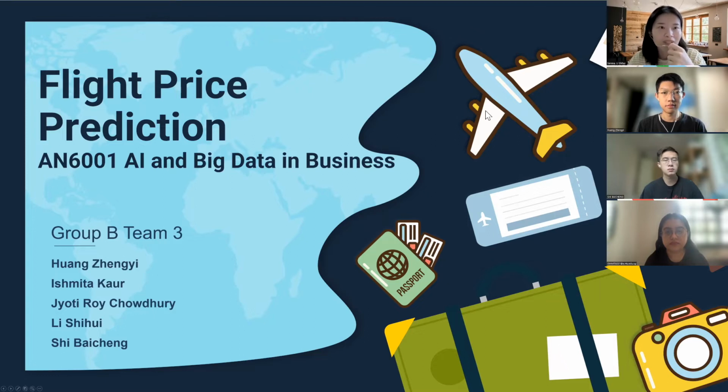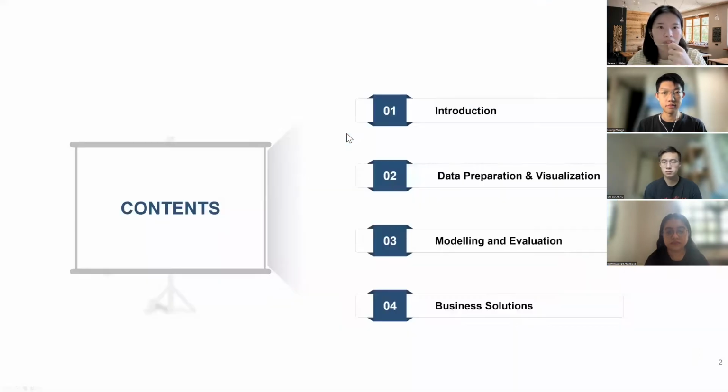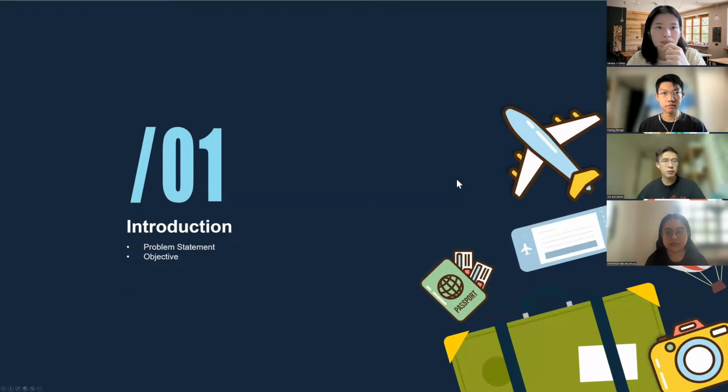Our topic is flight price prediction. Our presentation is divided into 4 parts. First, I will give a brief introduction of our background, and Zhengyi and Baicheng will introduce data preparation and visualization. As the third part, Ishmita and Zhengyi will explain and evaluate our models. In the final part, Jyoti will put forward some applicable business solutions.